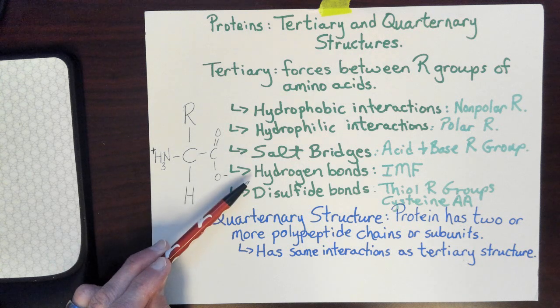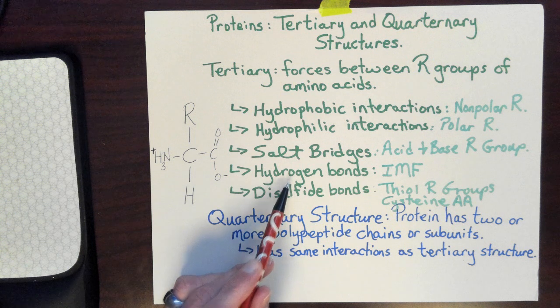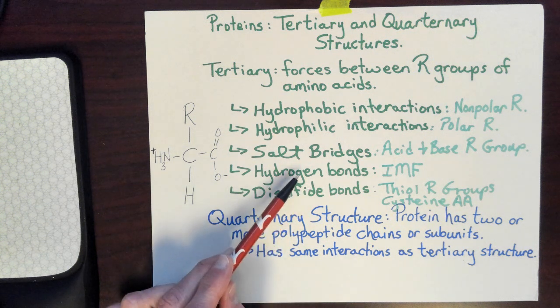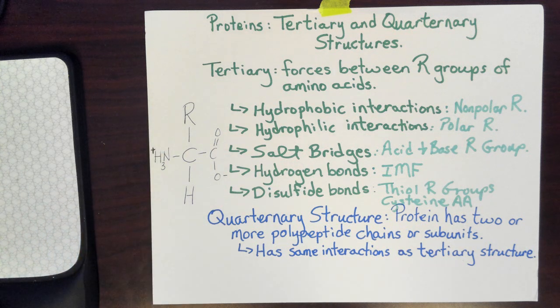Then we have hydrogen bonds. Okay, remember hydrogen bonds are a particular intermolecular force. We see them with a hydrogen that is on a very polar bond, interacting with typically a nitrogen, oxygen, or fluorine on an opposing polar bond. So we can have hydrogen bonds established between these R groups in the structure.